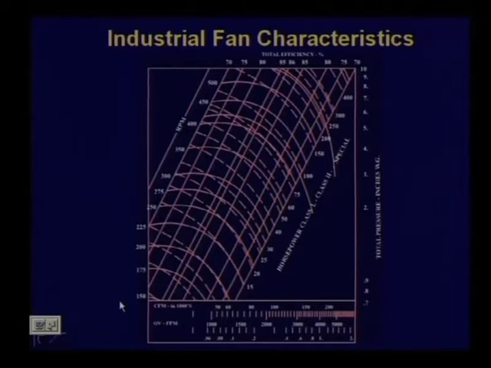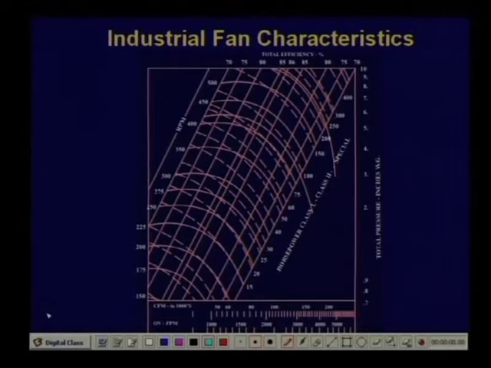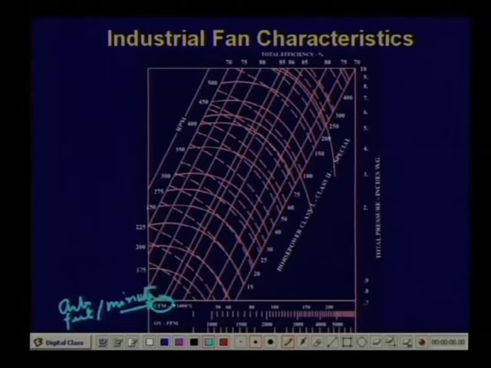This is a fan characteristic, which we will come back to a little later. This is a little complicated. Actually, let us have a look at it. Basically, this gives a family of curves. On this axis you have CFM, cubic feet per minute, which is a unit of volume per minute. So this is nothing but volume flow rate.